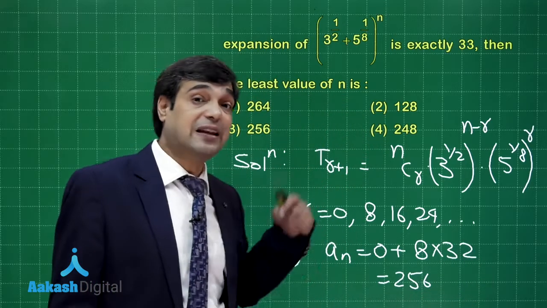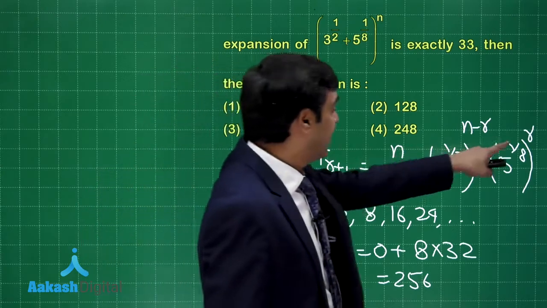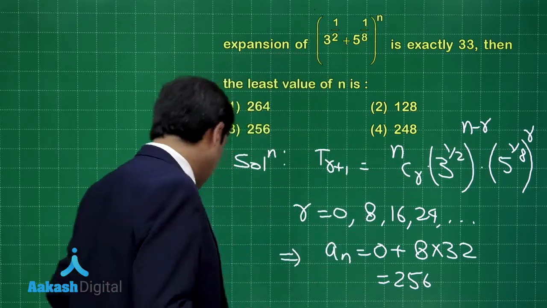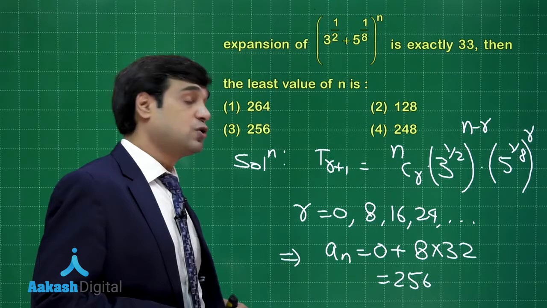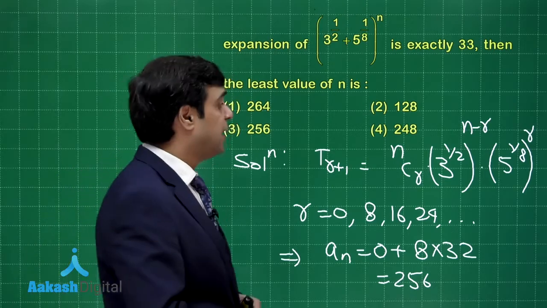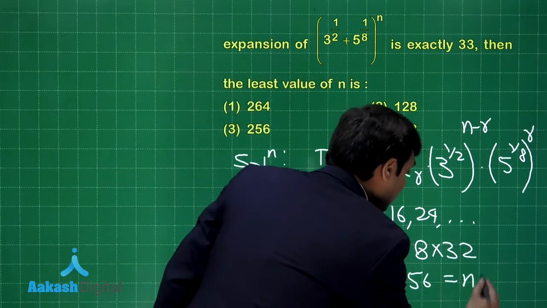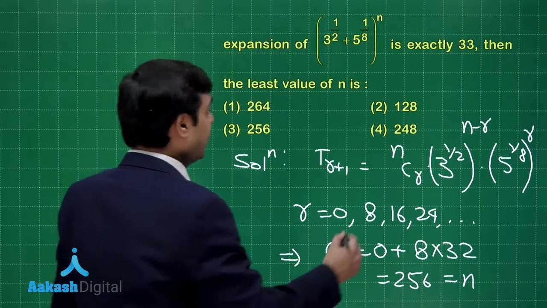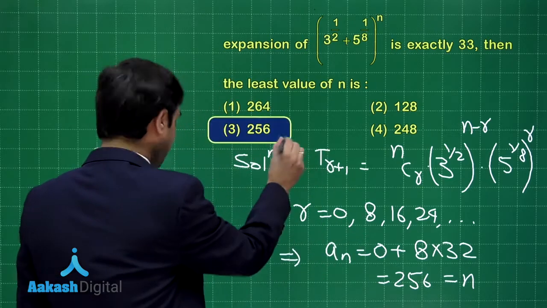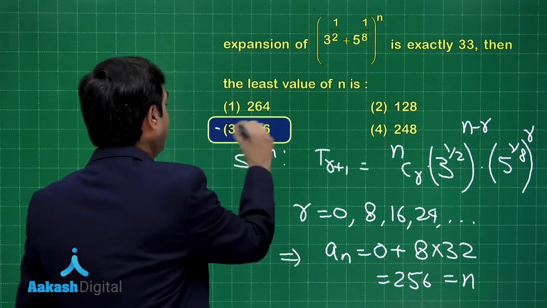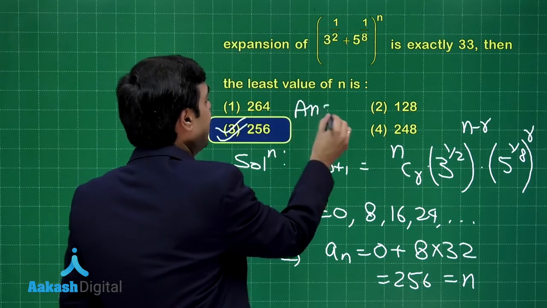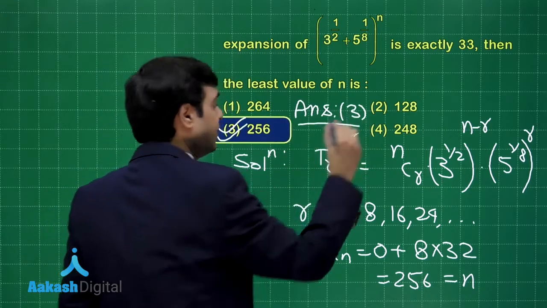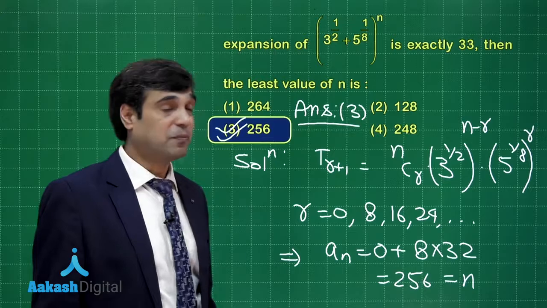Now the question is saying the least value. Obviously when you have taken r as a multiple of 8 and you say n is 256, then definitely you will be getting the result as the least value. So the correct answer for this question is 256, that is option number 3. So let's mark and mention it as the required result. Time to take up the next question from this paper.